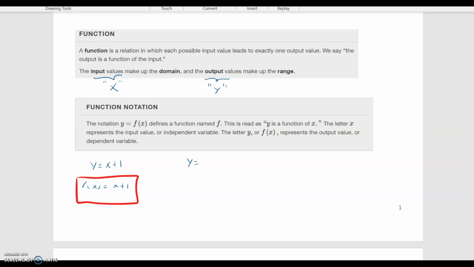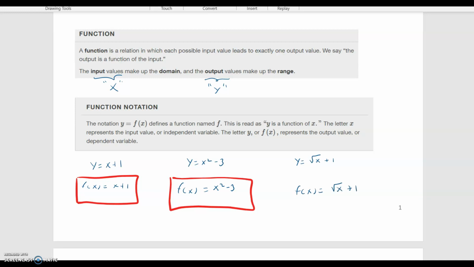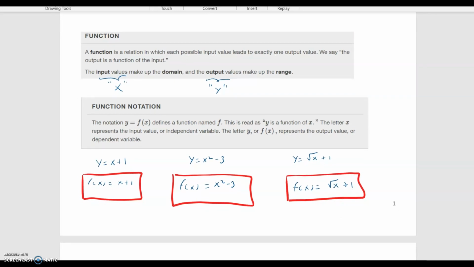If you're looking at y is equal to x squared minus 3, in this section, we're just going to call that f of x, which is equal to x squared minus 3. Same idea. We're just modifying the actual y for f of x. Or let me just give you another one. If we had y is equal to the square root of x plus 1, in this section, you're going to see this equation as f of x equals square root of x plus 1. Since technically all of these will pass the vertical line test, or the idea that every x has a unique y value.